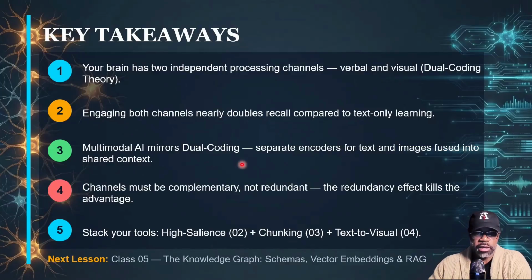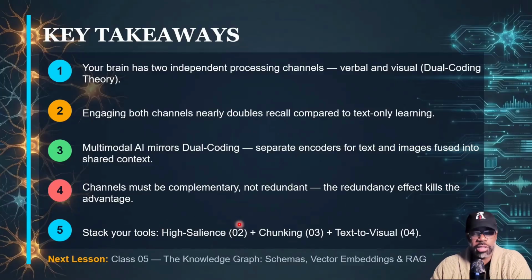This has separate encoders for text and images on the AI side, fused into shared context. And then, channels must be complementary, not redundant. The redundancy effect kills the advantage, right? You're essentially, again, not getting the full usage of that additional bandwidth if you're being redundant. And then finally, number 5, stack your tools: the high salience input or prompt that you used in previous lessons, and also the chunking prompt from our last lesson. And then today's prompt, the text to visual. So these should be stacking.